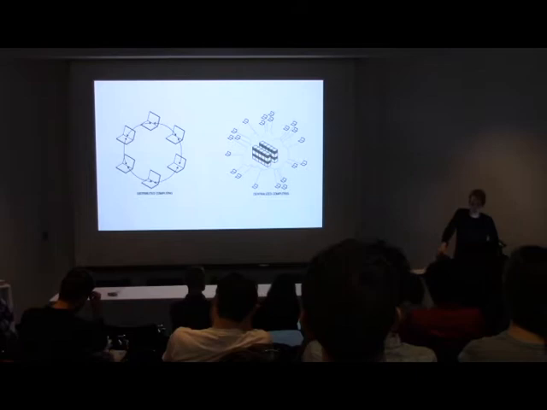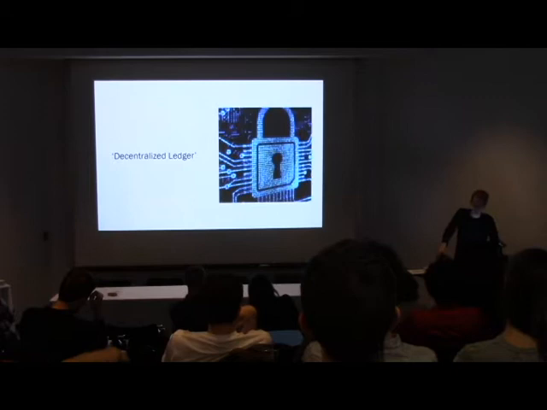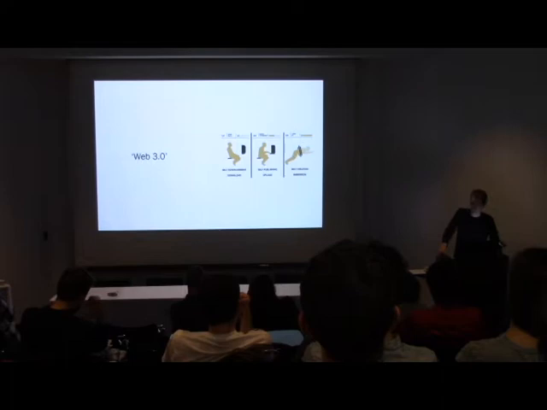Can you smell the blockchain? Can you touch the blockchain? What is the blockchain? No. So there's this big problem of representation, and there are all different kinds of ways people are trying to describe it using text and images. Sometimes it's called a decentralized ledger. Sometimes it's called law written in code. Sometimes it's called a world computer. And sometimes it's used to describe Web 3.0.